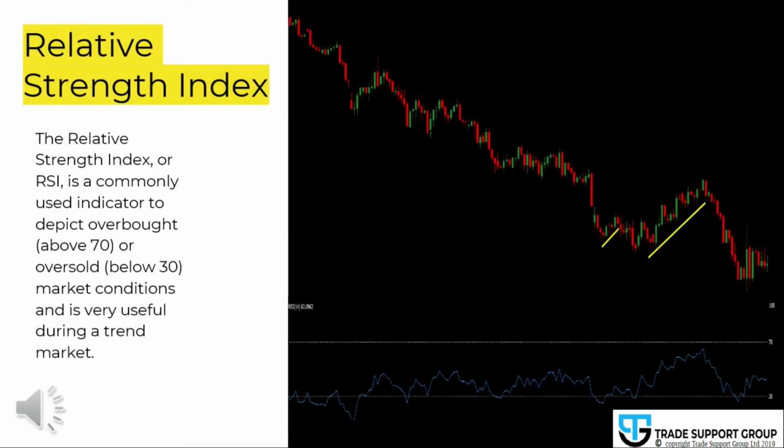Relative Strength Index, better known as RSI, is a commonly used indicator to depict overbought or oversold market conditions, and it's very useful to use during a trending market.